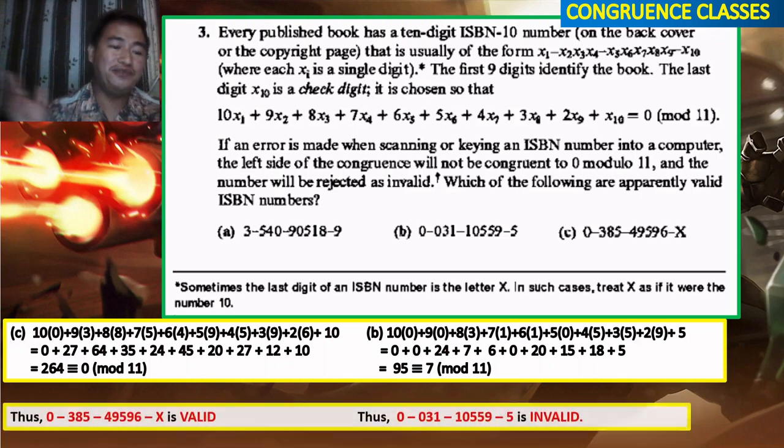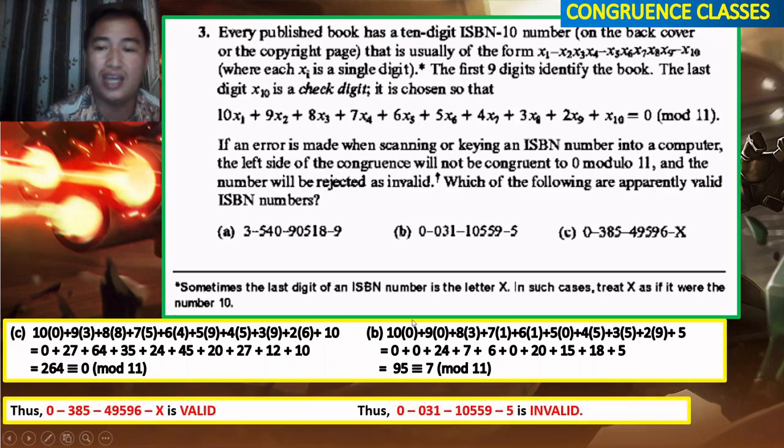Okay. Therefore, class, the first number, this C, is valid, because it is equivalent to 0 mod 11. But our B, the second number, is invalid. Okay, this ISBN number is invalid.